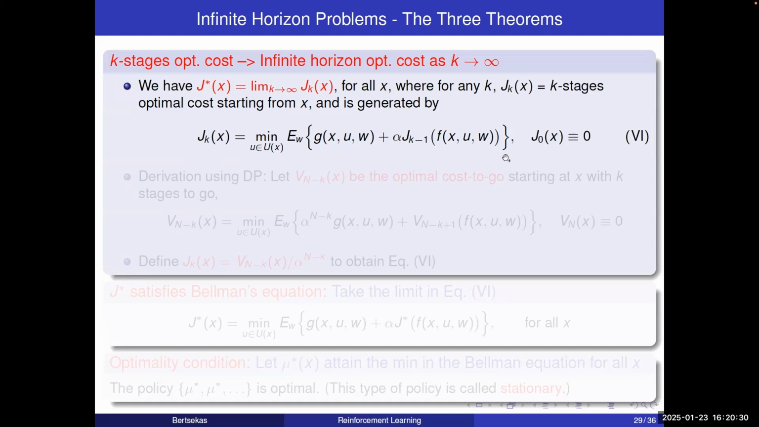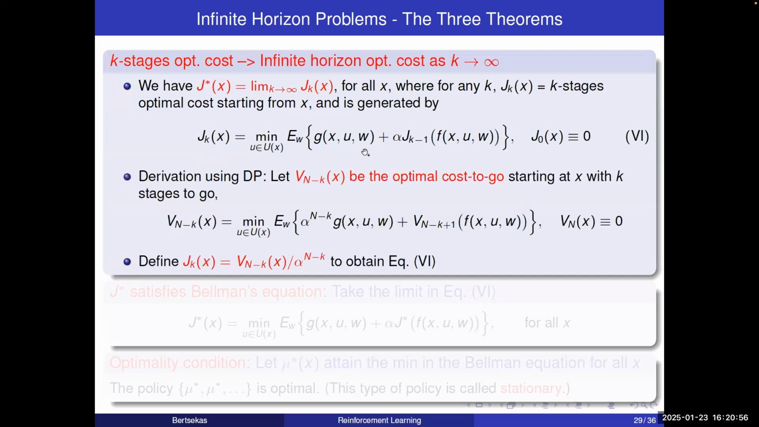So through this iteration, we can compute Jk as k increases, and we want to know whether or not this thing converges to J star. In fact, this is what we call value iteration with a special initial condition that J0 equals 0. So we want to know whether or not the sequence converges to J star.